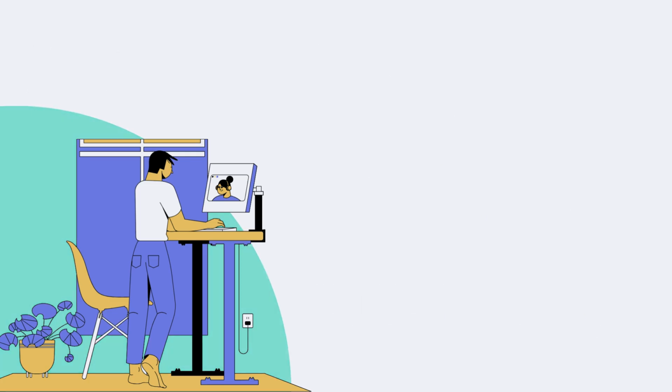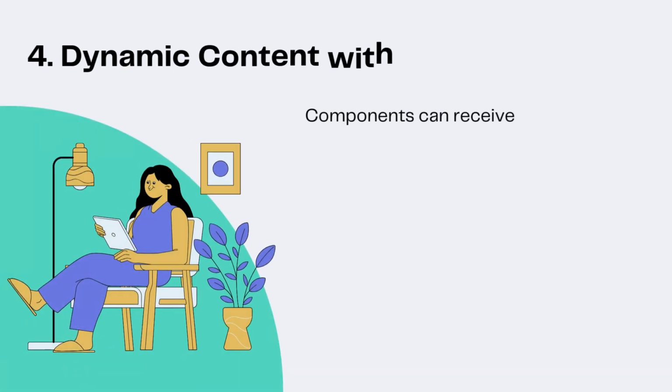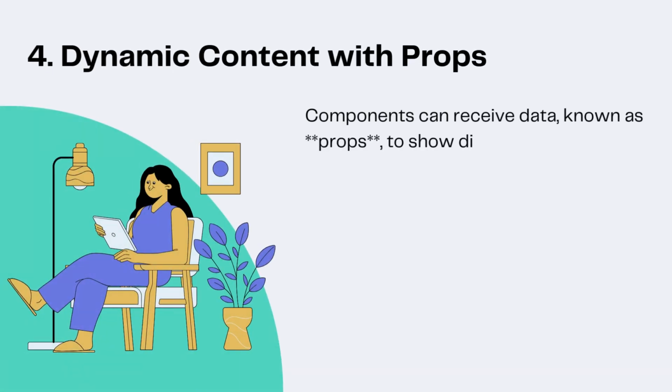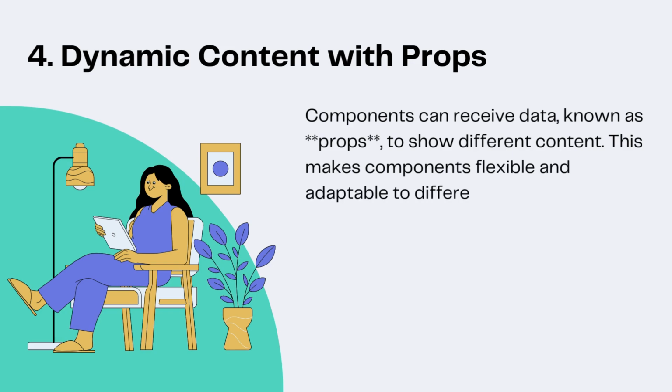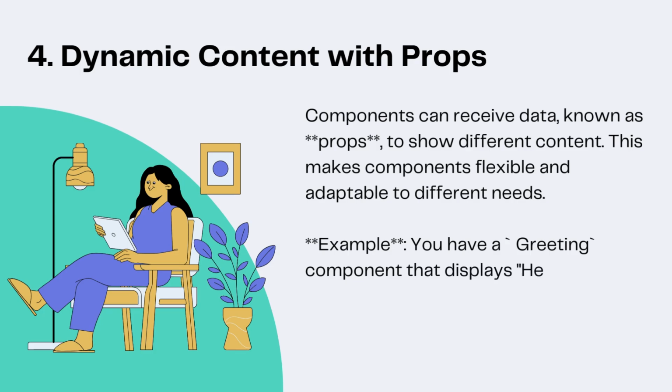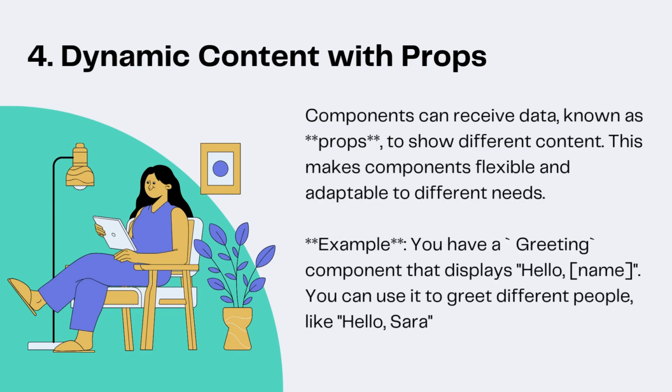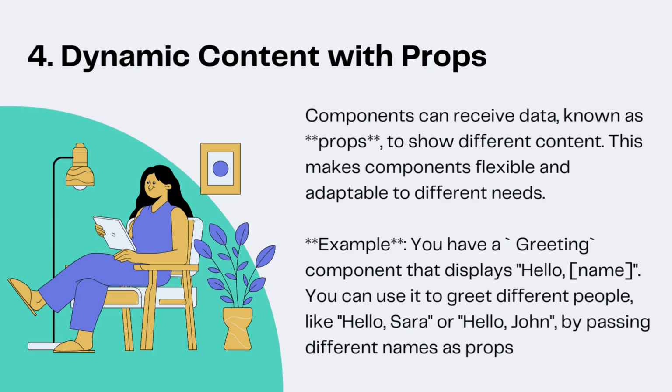4. Dynamic content with props. Components can receive data, known as props, to show different content. This makes components flexible and adaptable to different needs. Example: you have a greeting component that displays hello name. You can use it to greet different people, like hello Sarah or hello John, by passing different names as props.